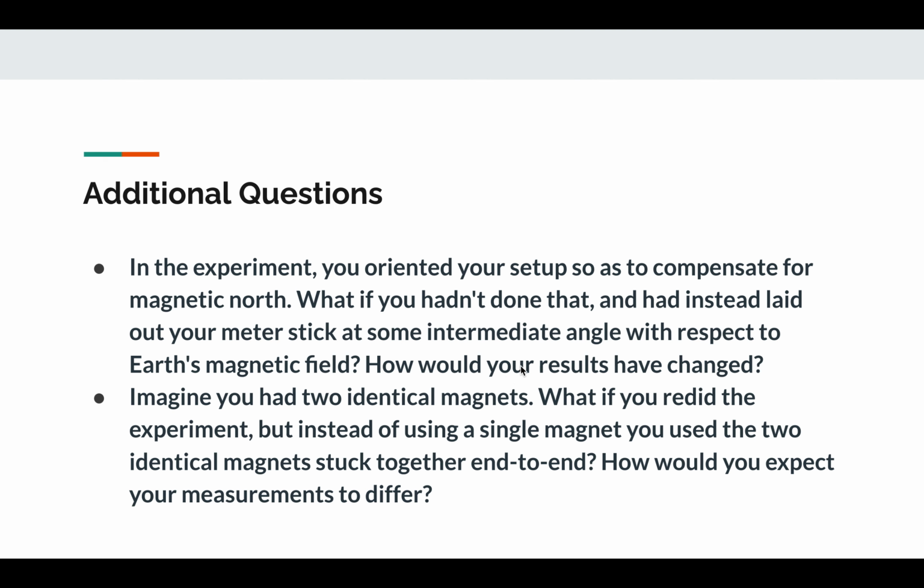Some additional questions. If we didn't compensate for magnetic north, then we would have to subtract that, as we did in setup 2. If we didn't, then our measurements would not be accurate. And secondly, if I had 2 identical magnets, since magnetic fields superpose, I would think that it would basically just make the magnitude larger. So essentially, it's changing it into a stronger magnet, and nothing else would change.